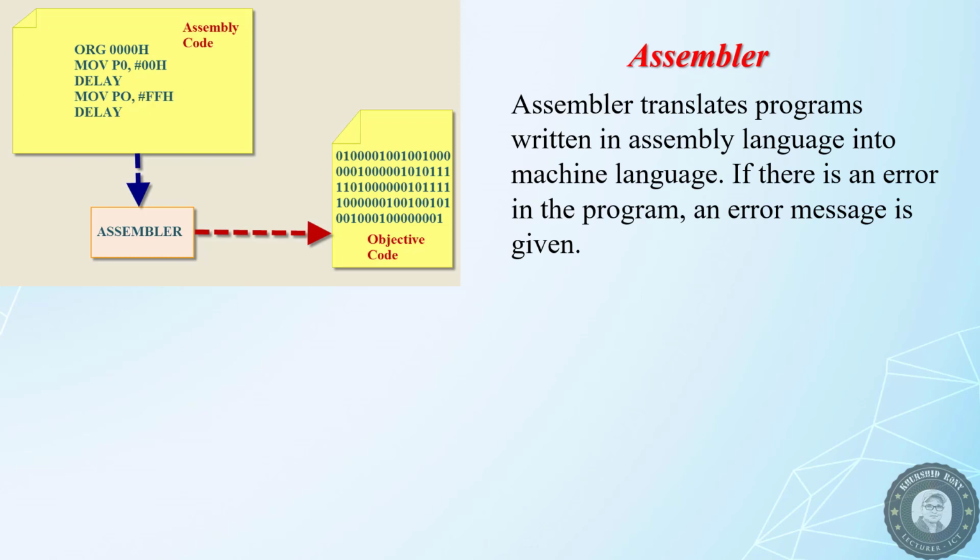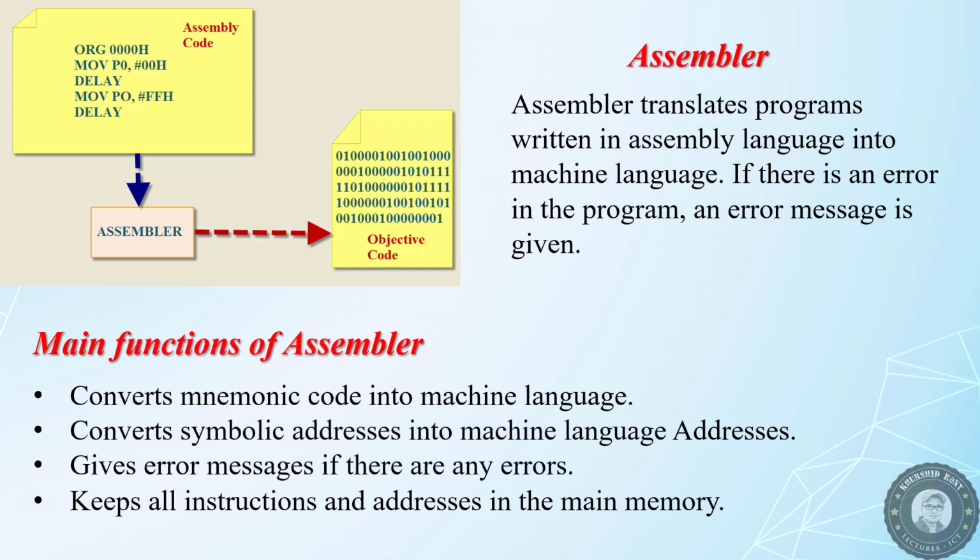Assembler. Assembler translates programs written in assembly language into machine language. If there is an error in the program, an error message is given. Main functions of assembler: converts mnemonic code into machine language, converts symbolic addresses into machine language addresses, gives an error message if there are any errors, and keeps all instructions and addresses in the main memory.